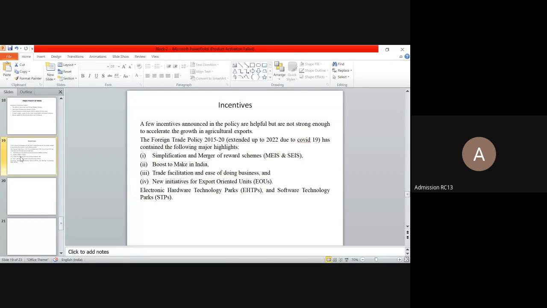New initiatives for export oriented units. Whoever is involved in export oriented units, the new initiatives or benefits are being given to them. Electronic hardware technology parks and software technology parks will also be highlighted. So these are the incentives which have been announced with the trade related policies. So this is all about Block 2.